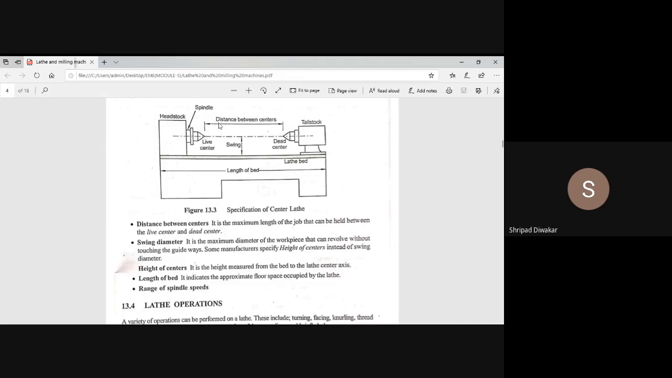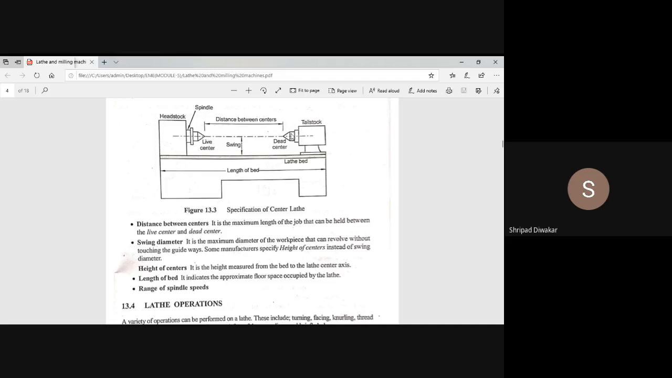So some machines have lower speed and some machines have higher spindle speed. According to that spindle speed, we are going to specify. These are the four basic specifications of a lathe machine. First one, before that you have to draw this diagram. You have to show the lathe bed, the length of the bed. This is the headstock and this is the tailstock.